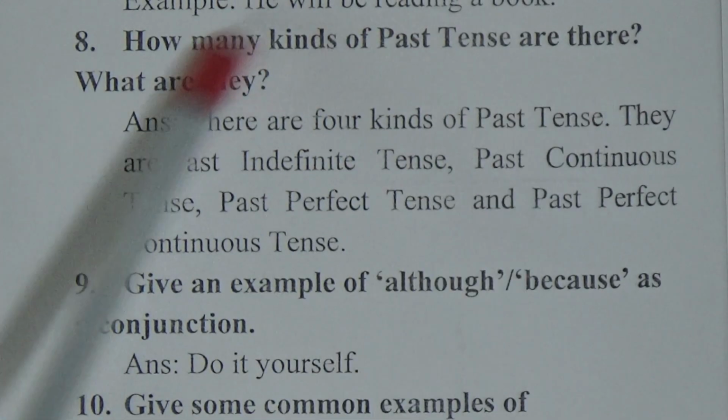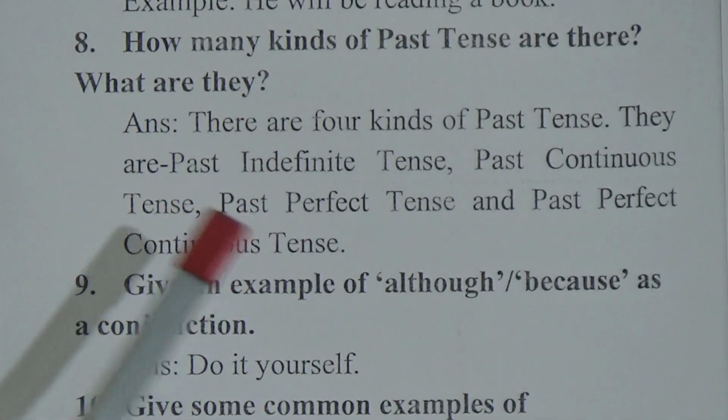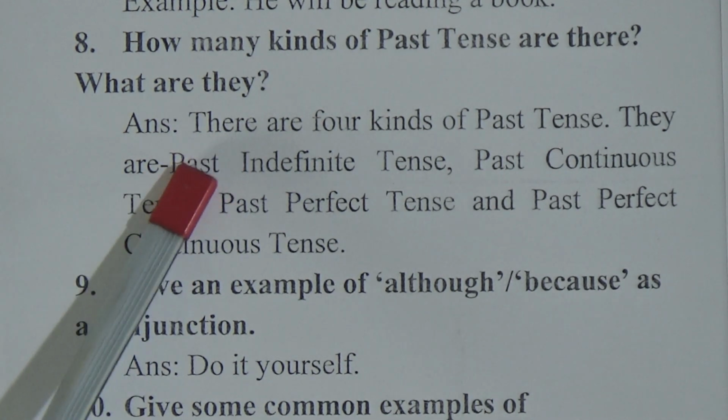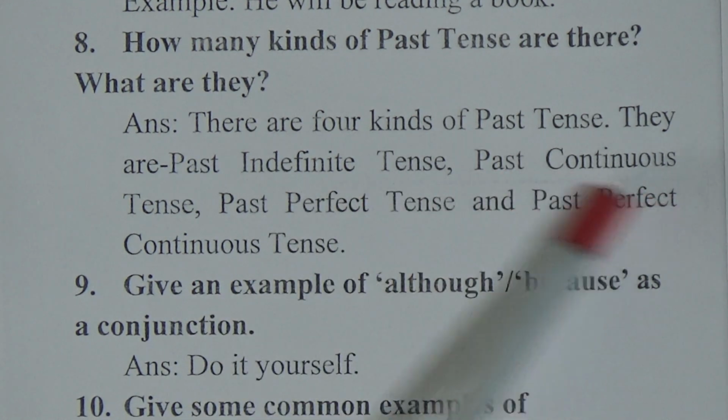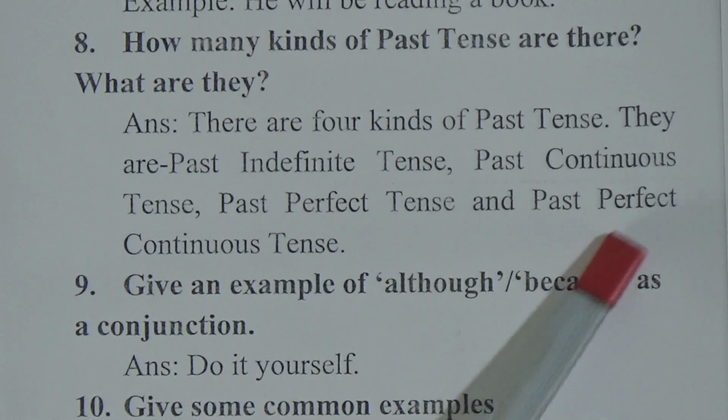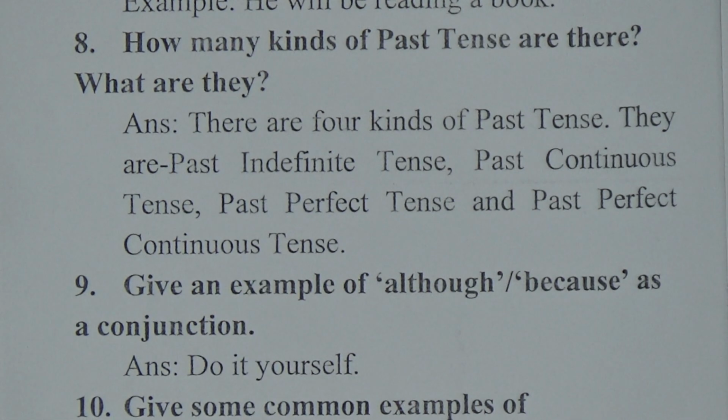Number 8, how many kinds of past tense are there? What are they? And you all know that there are 4 kinds of past tense. So the answer is, there are 4 kinds of past tense, and they are past indefinite tense, past continuous tense, past perfect tense and past perfect continuous tense.